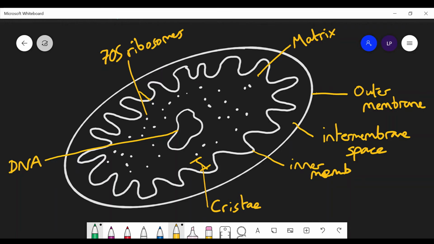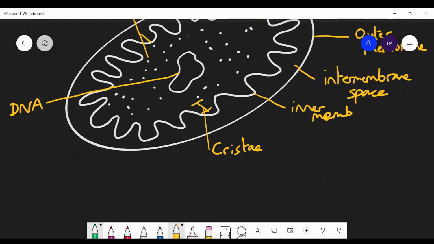This strange structure brings up an idea of a very important theory, and that is Endosymbiotic Theory. So the Endosymbiotic Theory is the theory that originally mitochondria and chloroplasts were once free living prokaryotic cells.